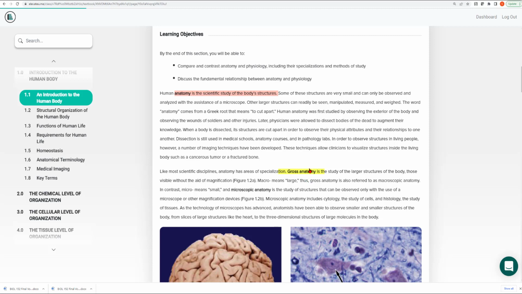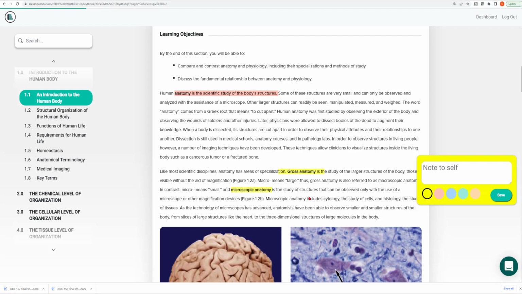So gross anatomy, you might also see called macroanatomy, is simply things that you can see with the naked eye, versus microscopic anatomy. And this would be any structure that you need to use a microscope to see, things that are too small for the human eye to see. In lab, we'll be taking a look at cells. We'll also be taking a look at tissues under the microscope. Those would be examples of microscopic anatomy.